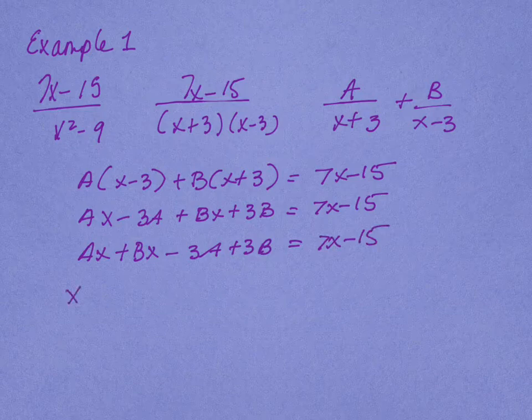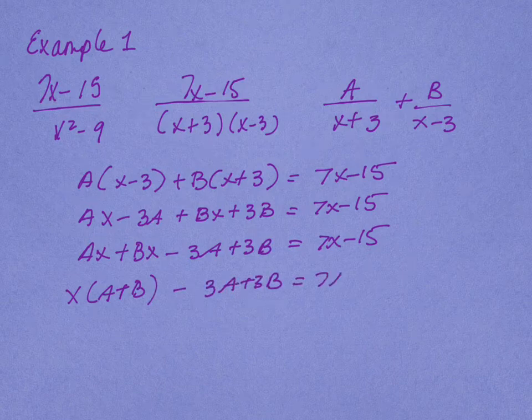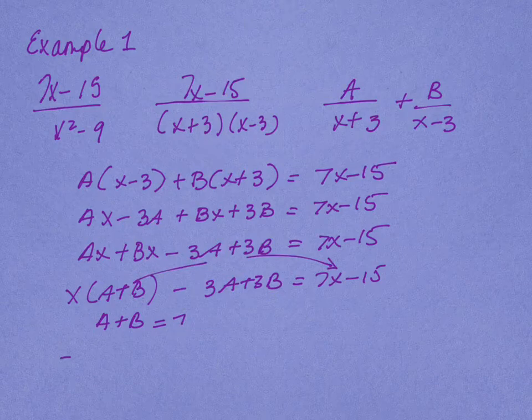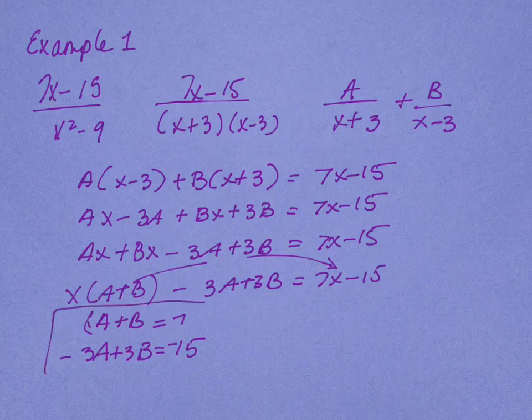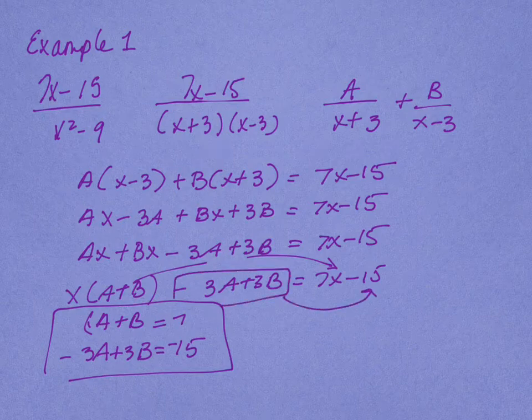So now factor out x and you get a plus b, minus 3a plus 3b equals 7x minus 15. So a plus b has to equal 7, and negative 3a plus 3b equals negative 15. So I have my systems. And just so you know where they came from again, this is the constant, so that has to equal that. And this was the x term, so it has to equal the x term here.